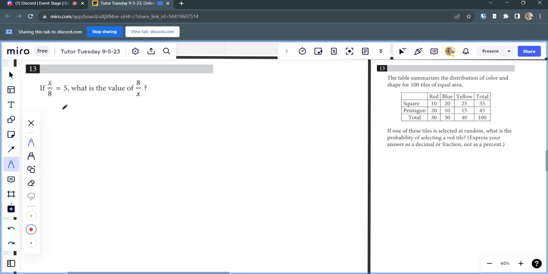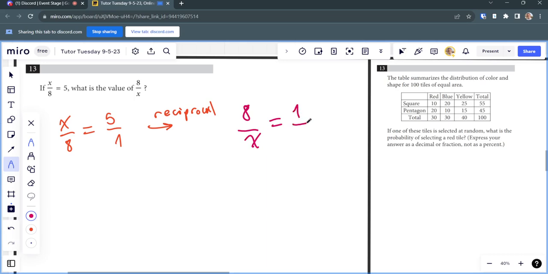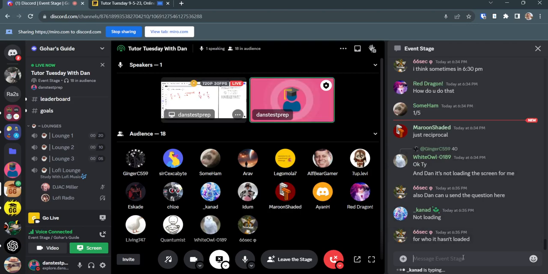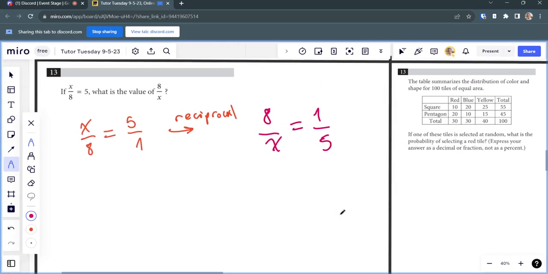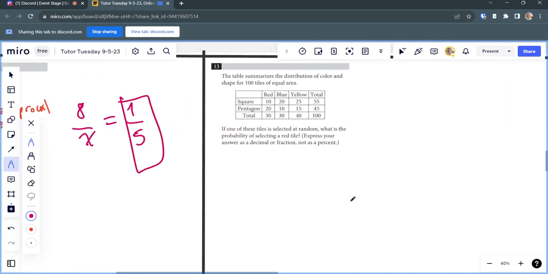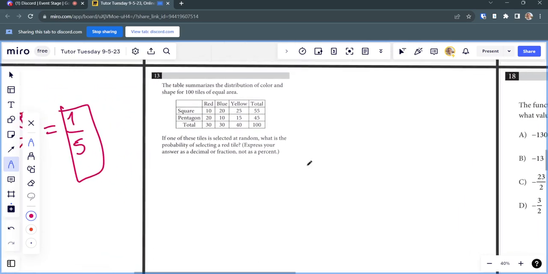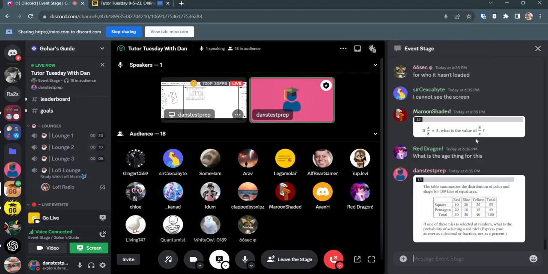That would be the value of x. But if you look at 8 over x, 8 over x is just the reciprocal of x over 8, right? So if x over 8 equals, let's call it 5 over 1, if we take the reciprocal, we flip it, we're going to get an equation that looks like 8 over x is equal to 1 over 5. Let me send the question as well. But yeah, for this one, the answer is 1/5. Let me copy our question into the chat for people who can't see.